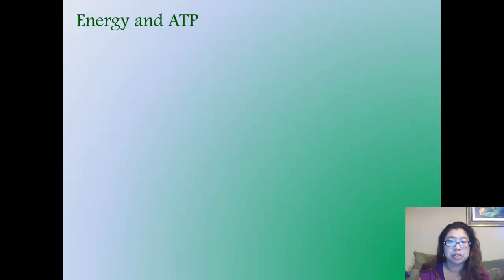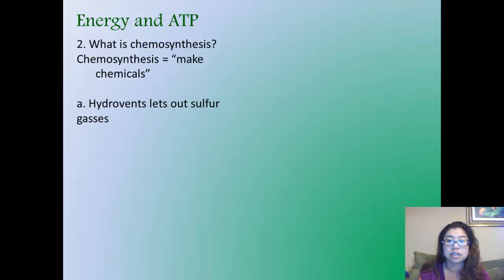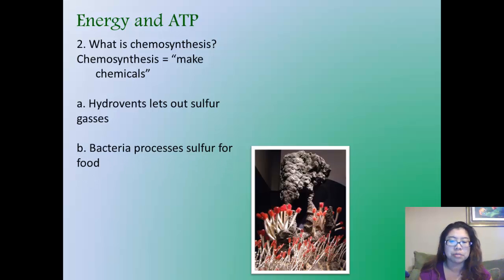So what is chemosynthesis? Now that we talked about it, chemosynthesis in definition means to make chemicals. There are hydrovents that let out sulfur gases, as a primary example. So here is a structure that shows the hydrovents with tube worms growing out of it. At first, the basis of this ecological environment is that there are certain types of bacteria that take the sulfur coming out of these hydrovents in the deep sea, and they make that to survive and produce food.